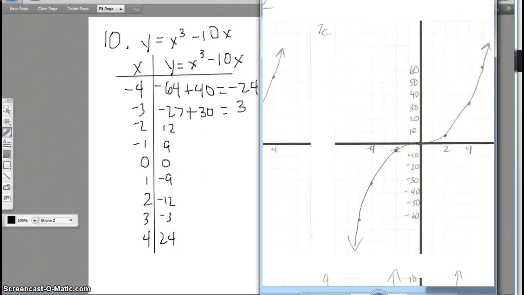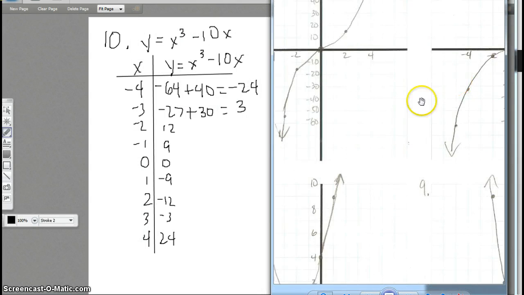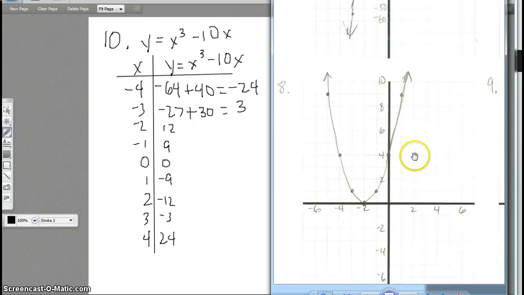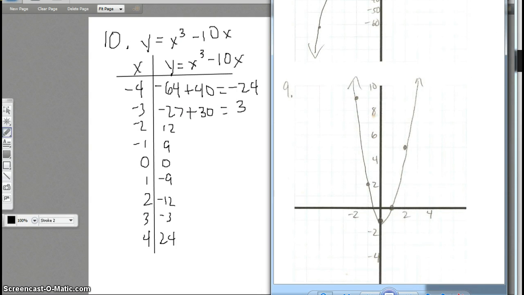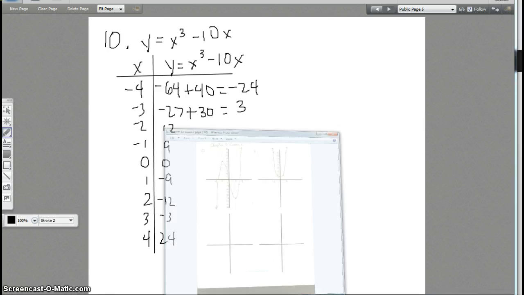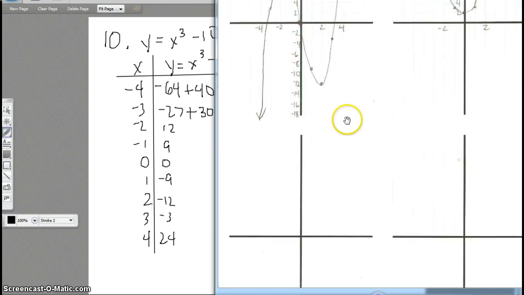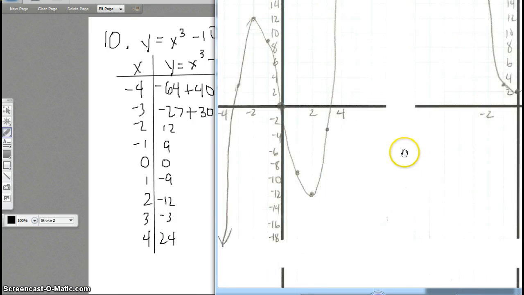Okay, so you can see here, this was our graph for number 7C. And whoops, this is 8 and 9. Okay, let me get the graph for number 10. Okay, so here we go with number 10.